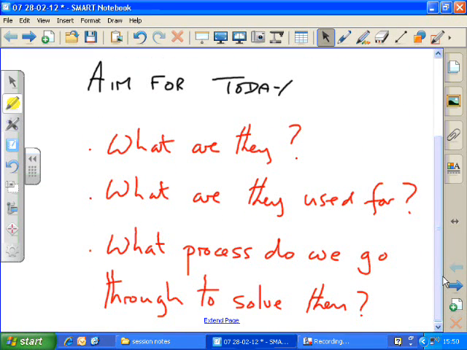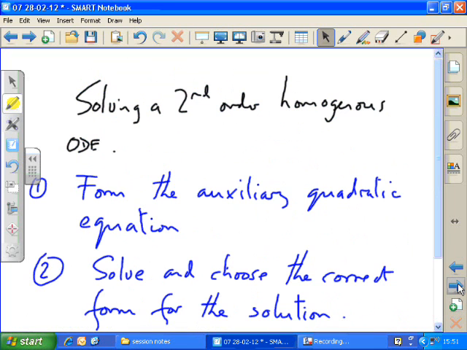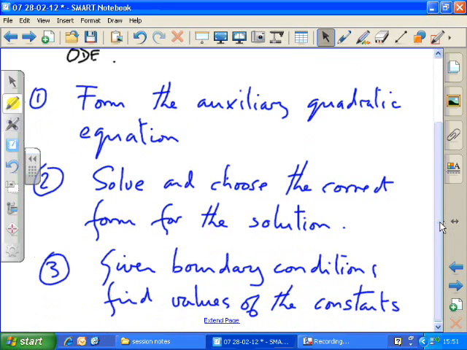What process do we go through to solve them? Well, we've looked at the very first step of that, and that's to try and find the solution of the homogeneous form. Remember, homogeneous means the right-hand side is 0. What do we do to solve the homogeneous form of the equation? We form the auxiliary quadratic equation. So we replace d2y by dx squared with m squared, replace dy by dx with m, and then we put the constant in the equation in there to form a simple quadratic equation. We solve that quadratic equation, and depending on whether or not the roots are real and different, real and the same, or complex, we choose the correct form for the solution.